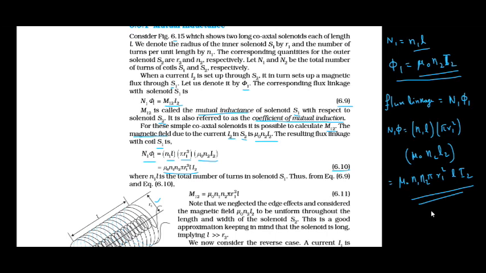Now N1 L is the total number of turns in the solenoid S1, thus from equations 6.9 and 6.10 we have M12 is equal to mu naught N1 N2 pi R1 square L. So similarly we have this one.